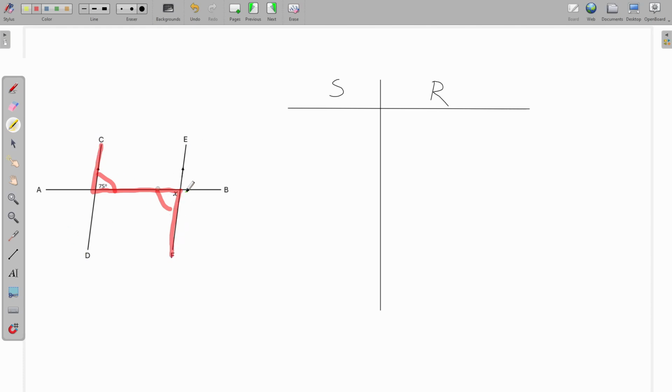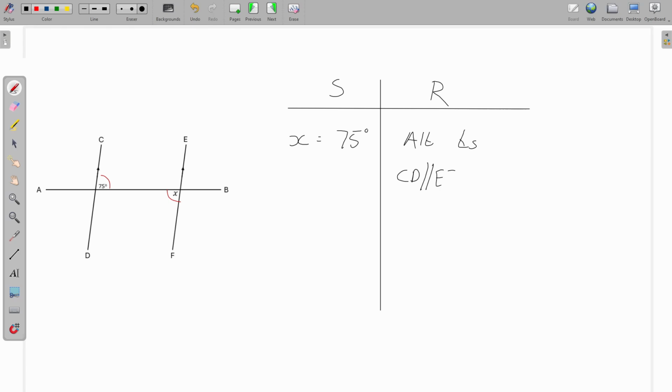Therefore the arms of my sideways Z or my backwards N, however you want to view it, are parallel, meaning that 75 and X are alternate angles. My statement, therefore, X is equal to 75 degrees. My reason, alternate angles. And the parallel lines I used to make this happen were because CD is parallel to EF. That's how we would approach question 2.